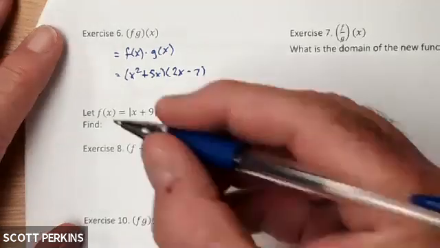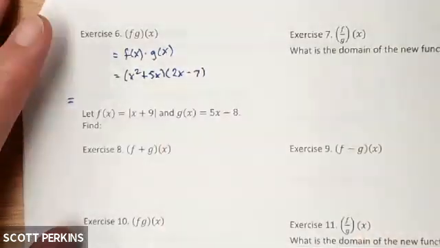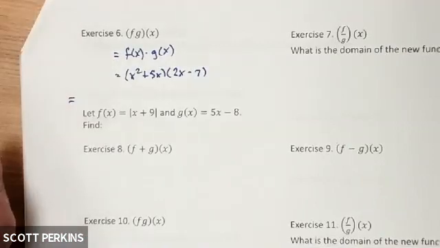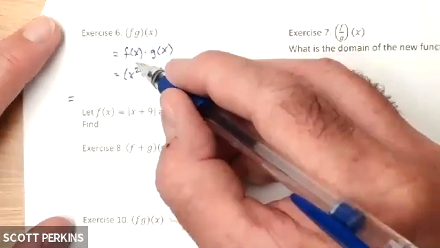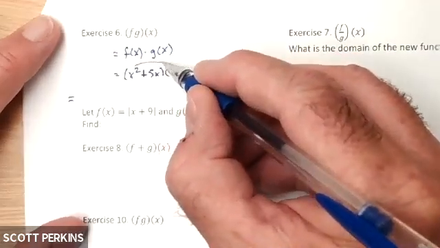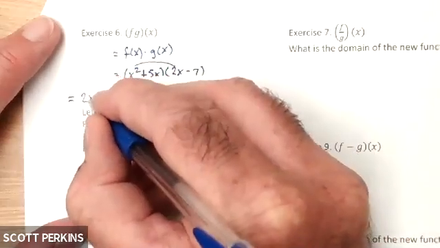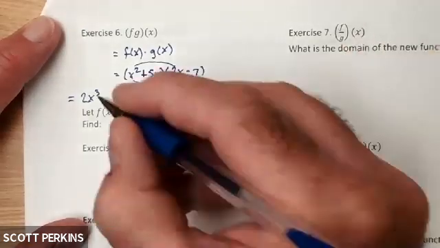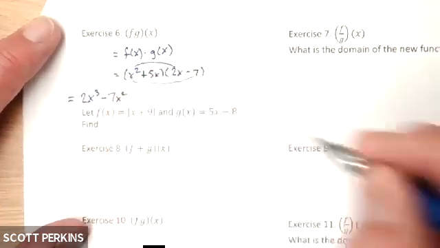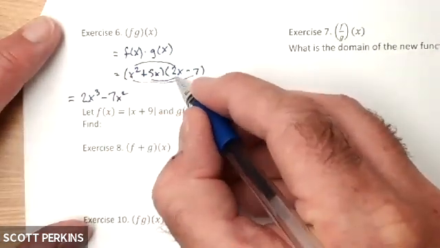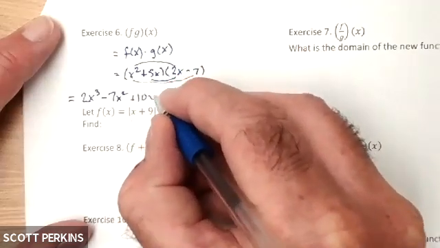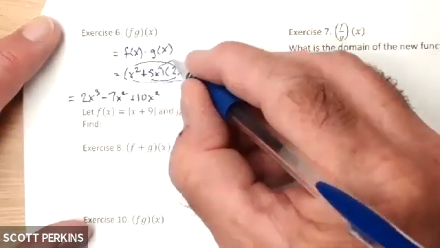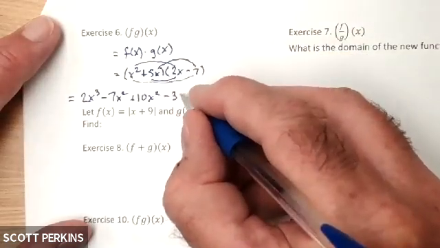Now I just have to make this look a little prettier, so I am going to do some foiling: firsts, outers, inners, lasts, a little introductory algebra. Hopefully you remember this. It was two classes ago in your algebra life, but if not, here we go. Quick review. X squared times 2x is 2x to the third. That's my firsts. My outers, x squared times negative 7 is negative 7x squared. My inners, 5x times 2x is 10x squared. And then my lasts, 5x times negative 7 is negative 35x.